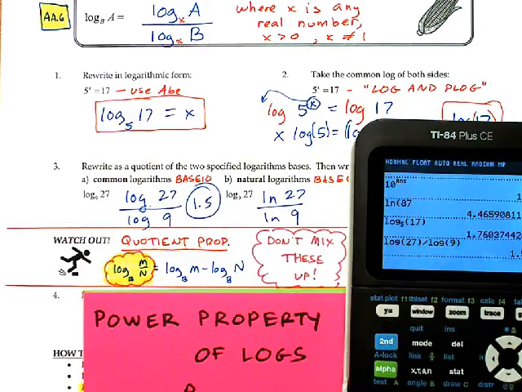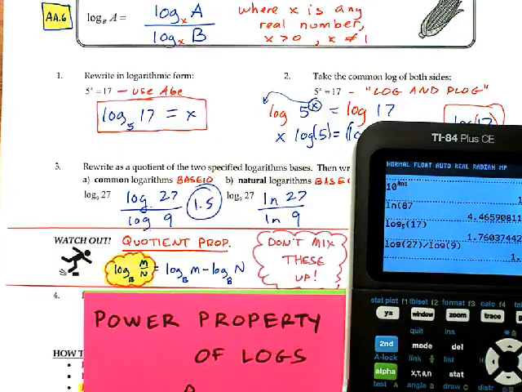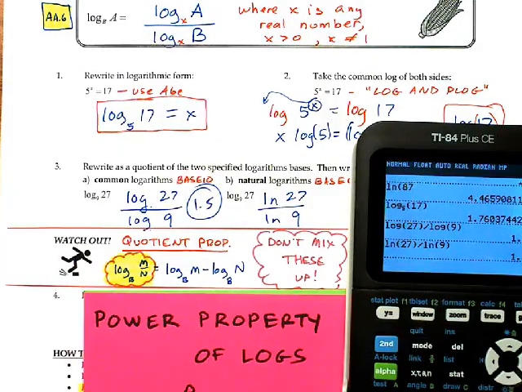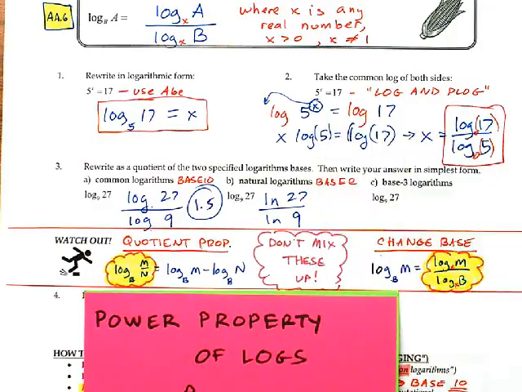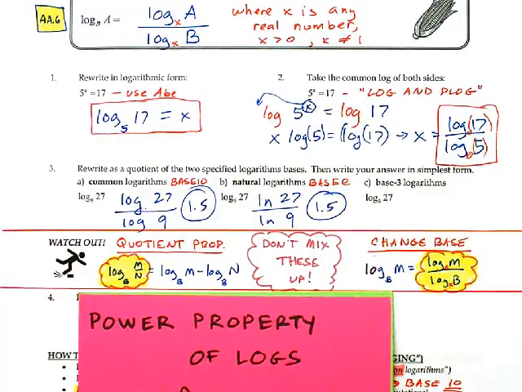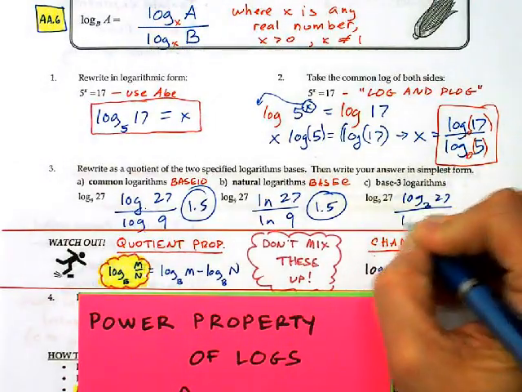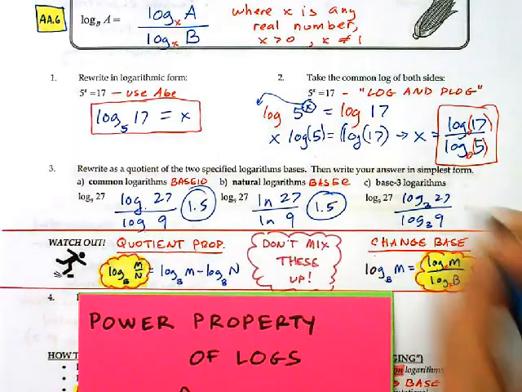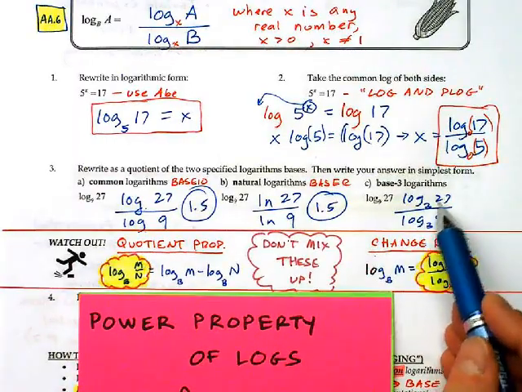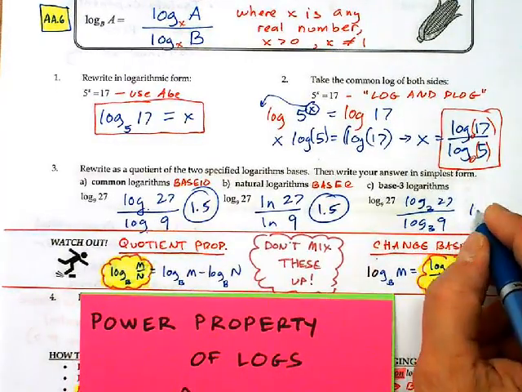Let me start that again. There we go. We get 1.5 again. And we could even do that with a base 3 if we chose. Log base 3 of 27 divided by log base 3 of 9. I know the top numerator is 3, the bottom value is 2, and 3 divided by 2 is 1.5.